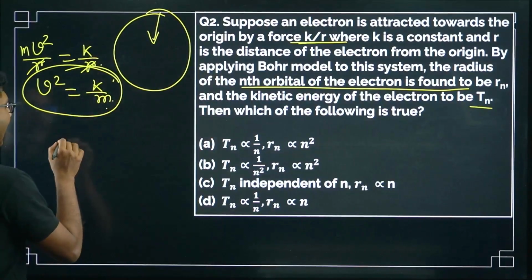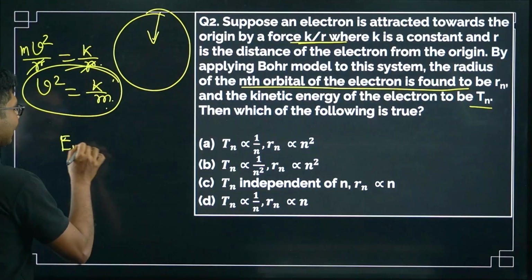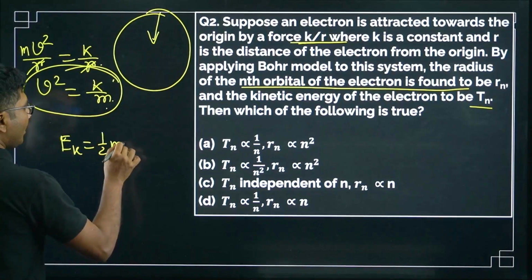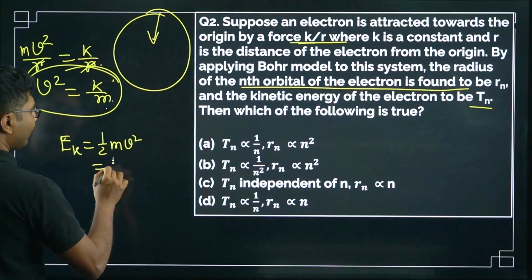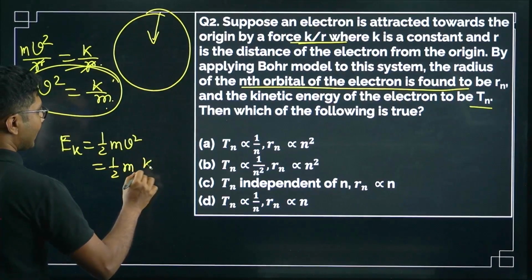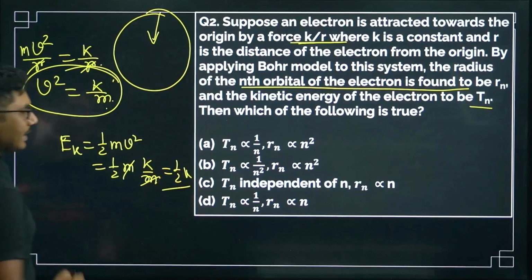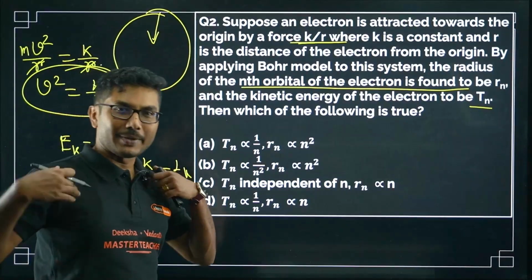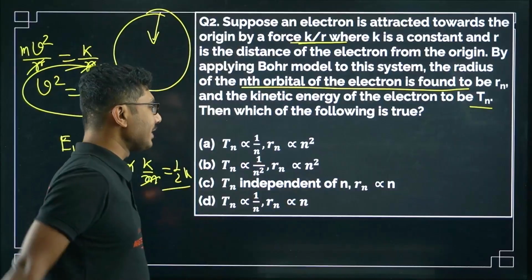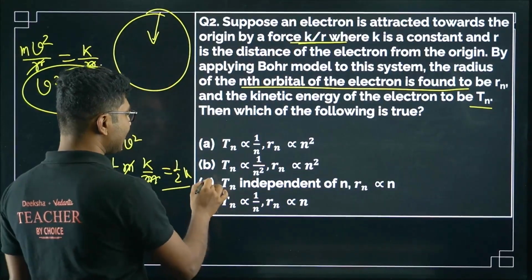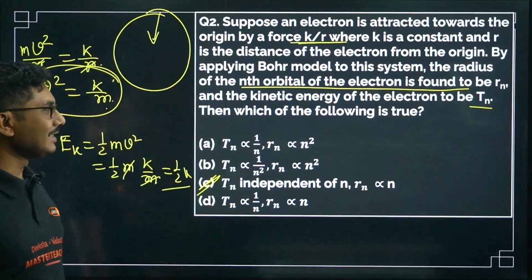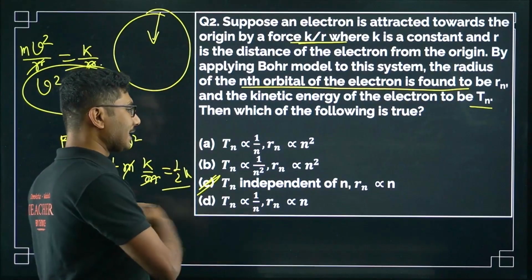So that means kinetic energy, what is kinetic energy? Half m v square, that is half m into K by m, m cancels, so you get this as half K. So this is a constant. So kinetic energy is independent. So you don't need to solve everything. Just check the kinetic energy. You will see that kinetic energy is independent of n. So this is the correct answer.